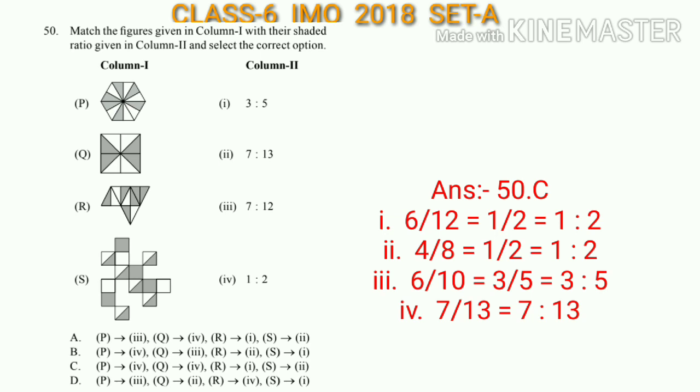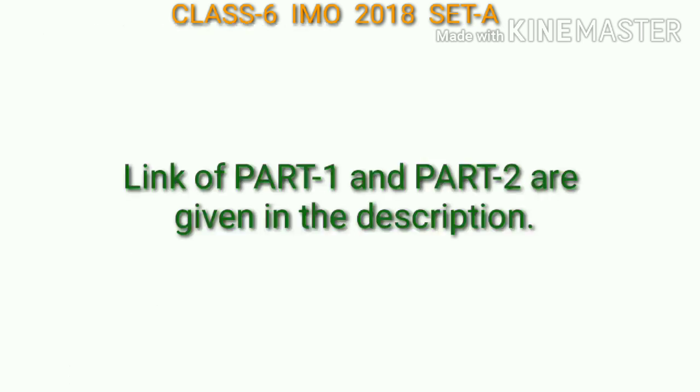P is IV, Q is IV, R is I and S is 2I. This is all about class 6 IMO paper 2018 set A.